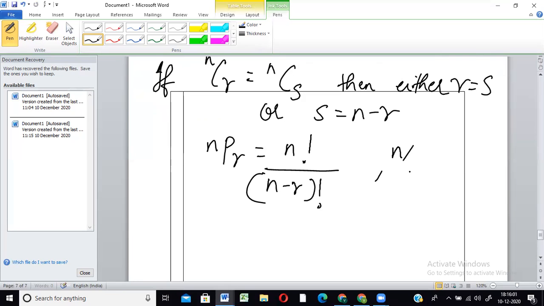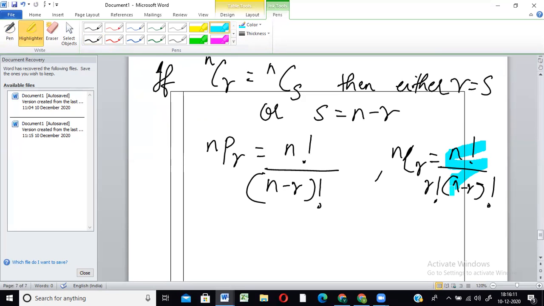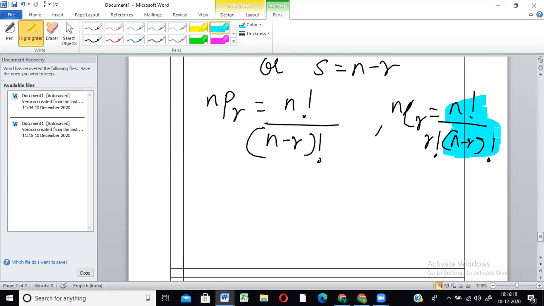This is the formula, and this formula we also just did: n factorial upon r factorial into n minus r factorial. We can clearly see that the shaded part, n factorial upon n minus r factorial, is nothing but NPR. So we can rewrite NCR as NPR upon r factorial. So that is just one property.